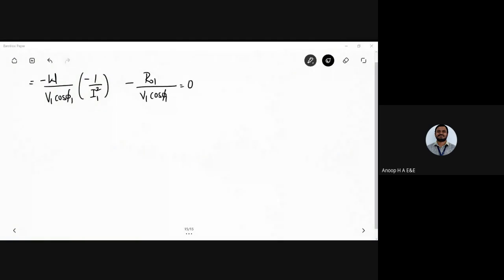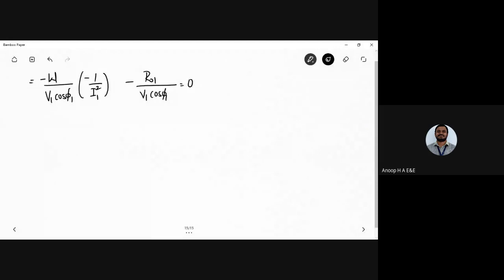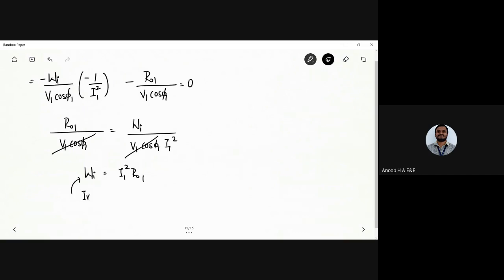So can anyone let me know what would be the end result? So RO1 divided by V1 cos phi 1 would be equal to Wi divided by V1 cos phi 1 I1 squared. So common terms get cancelled, and I can write Wi would be equal to I1 squared RO1. So what is Wi? This is the iron losses.